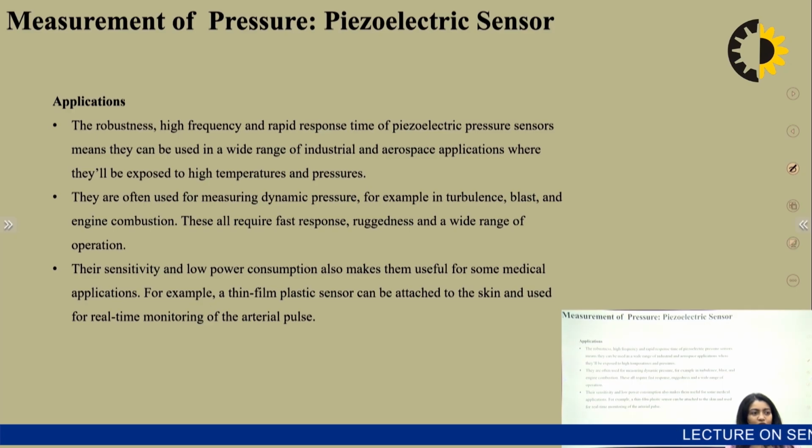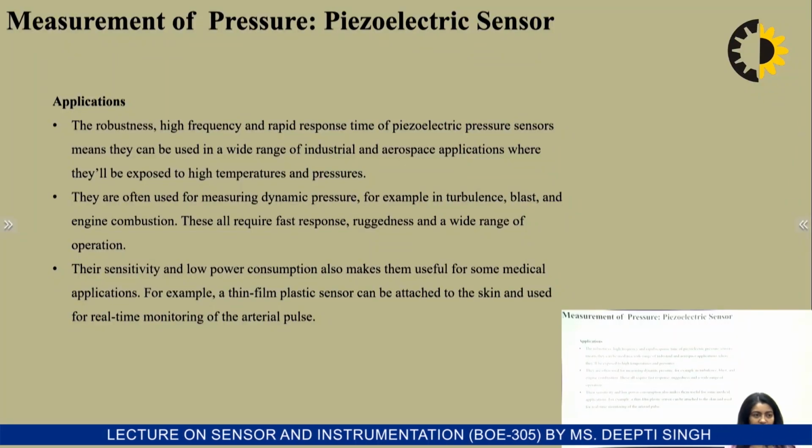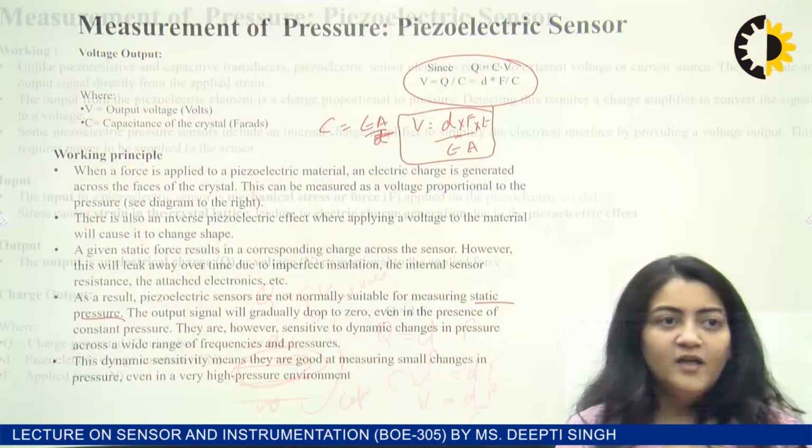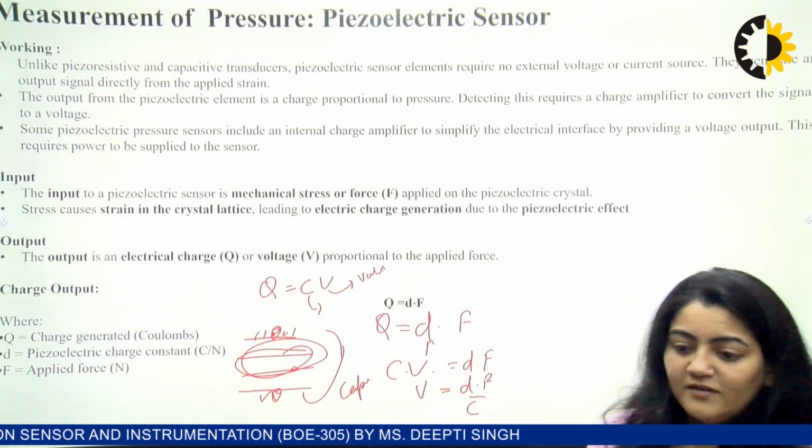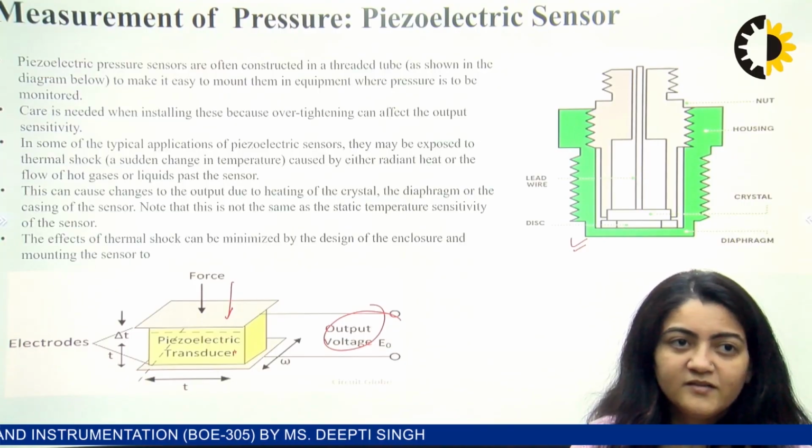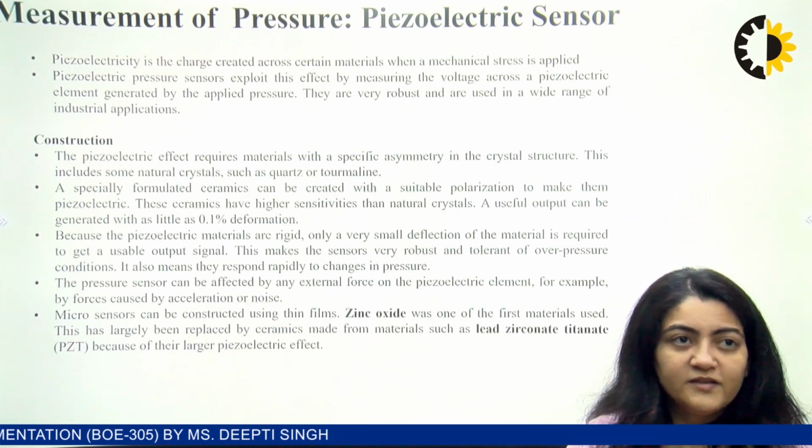Their sensitivity and low power consumption also make them useful for some medical applications. For example, a thin film plastic sensor can be attached to the skin and used for real-time monitoring of the arterial pulse. So that is for now. So this is how we can do it.